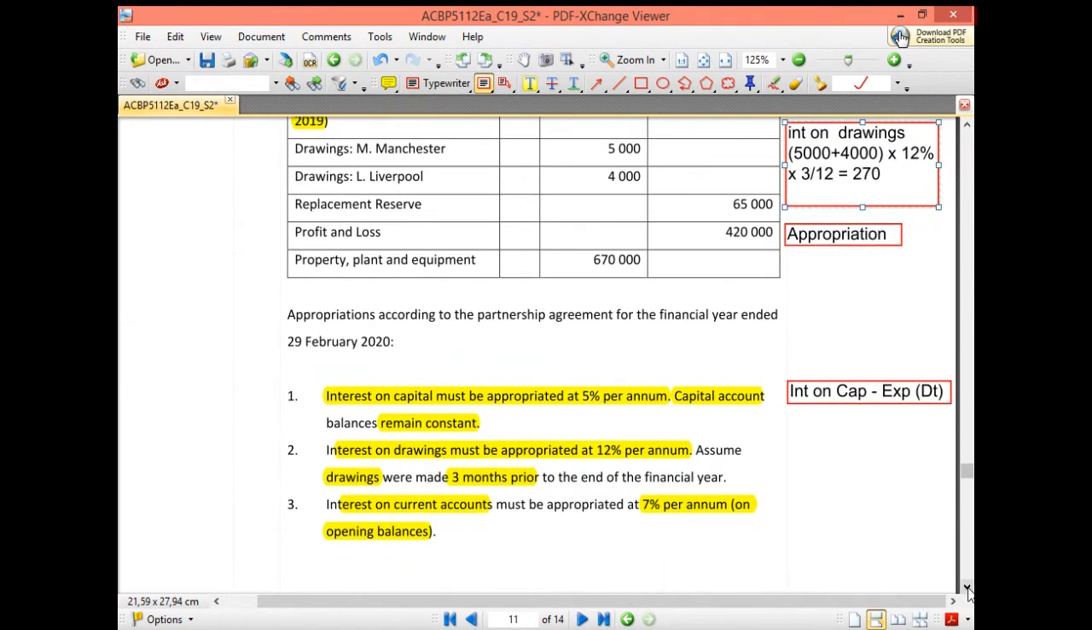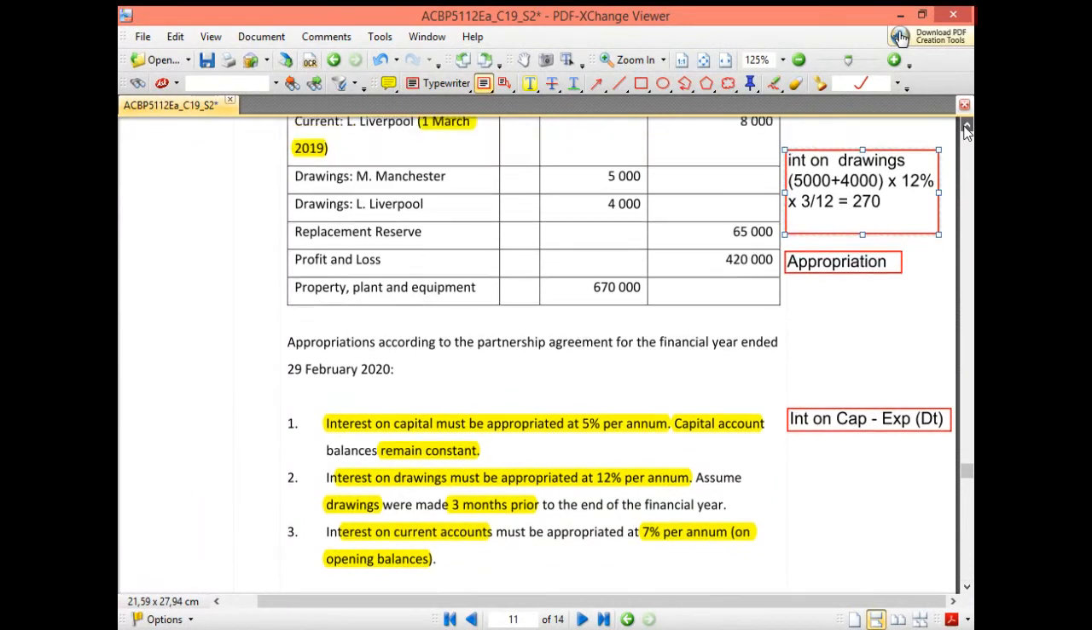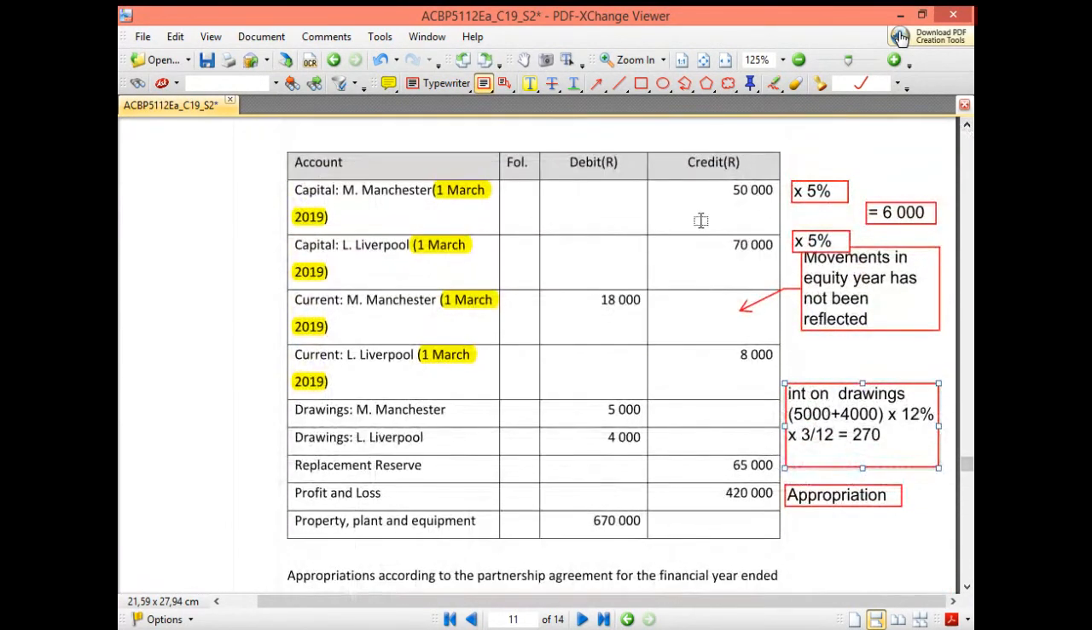Then the next one is interest on the current account. It must be based on the opening balances. So that's why they've given you the opening balances, and it is 7% per annum. Now for the current account, it is very important that you look at whether it's a debit or a credit balance. If it is a credit balance, we will have to pay it to the partner, which is an expense. Whereas if it's a debit balance, the partner will have to pay the partnership.